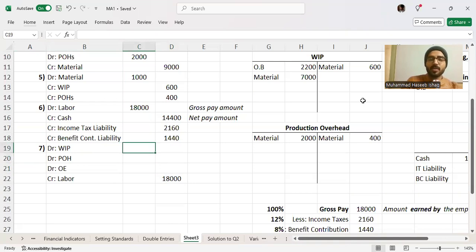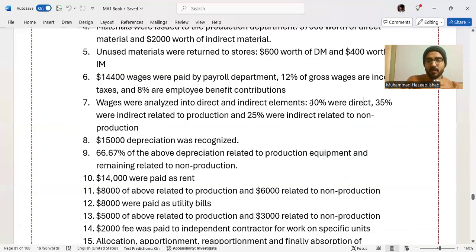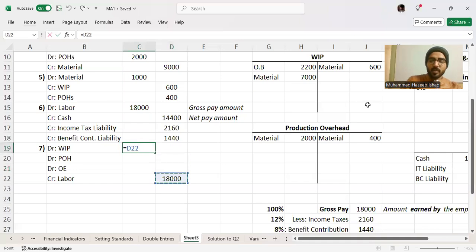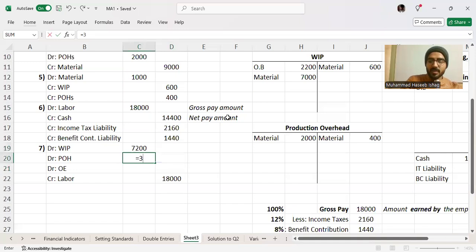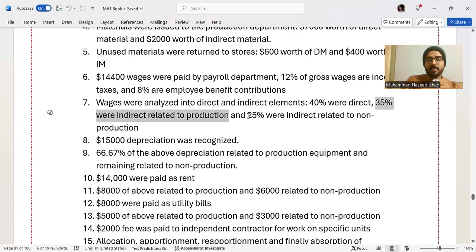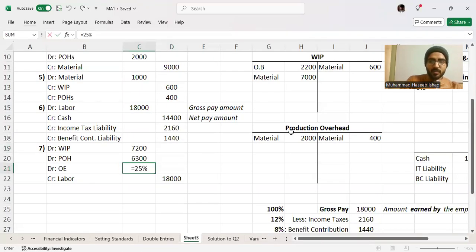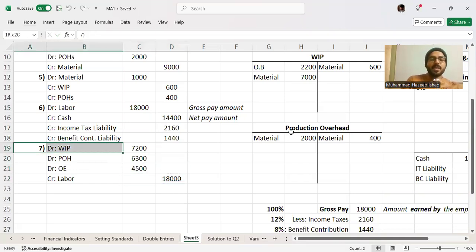The direct labor would be debited to the work in progress account. So what is the direct labor? It is 40% of gross wages. So 40% were direct. So 18,000 times 40% is equal to 7,200, and 35% were indirect related to production, right? So 35% into 18,000, and then 25% were indirect related to non-production. So 25% into 18,000. So completed. So this is for the seventh transaction.